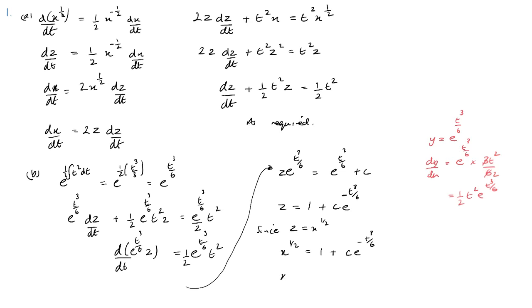and then squaring it for x. No need to make it too complicated. We'll just square both sides. And there we have it, x in terms of t. Hopefully you managed to get that one out. Let's move on and have a look at the second question.